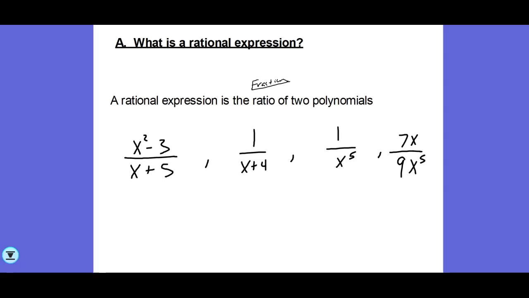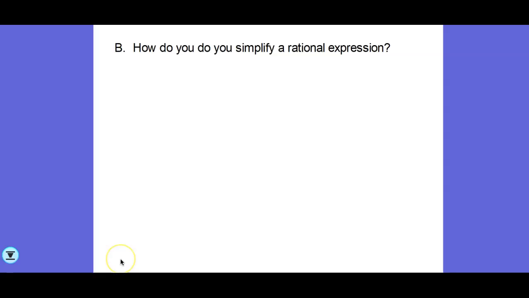And so today we're going to learn how to simplify these expressions, and we're also going to learn how to multiply and divide them. So first, how do you simplify a rational expression? Let's start with something familiar. You guys know how to simplify fractions already. Let's say I gave you 8 over 10. What would you do to simplify this expression? Well, you would look to see what they have in common, and you would divide it out.